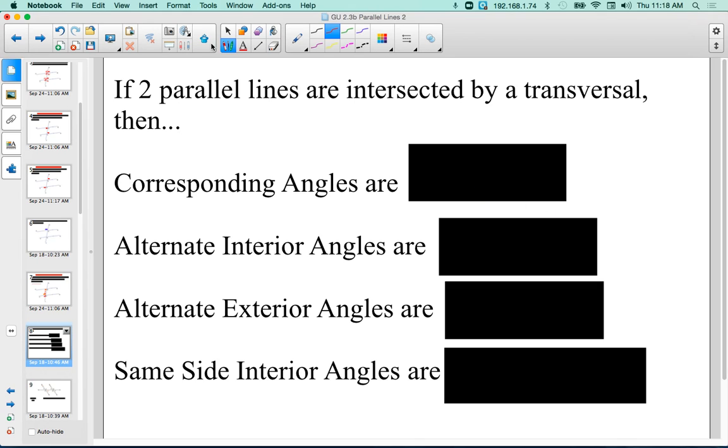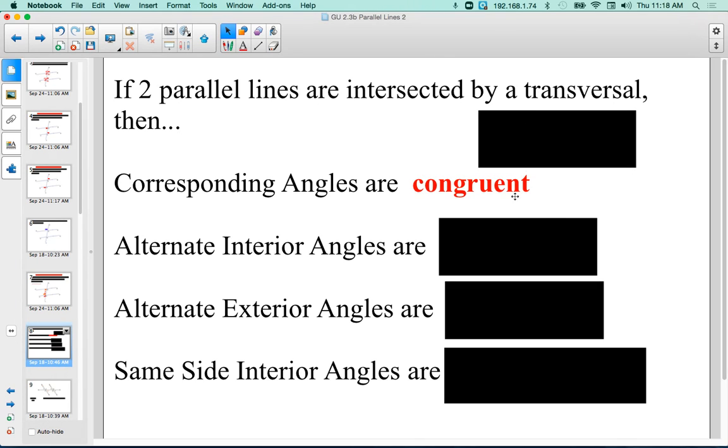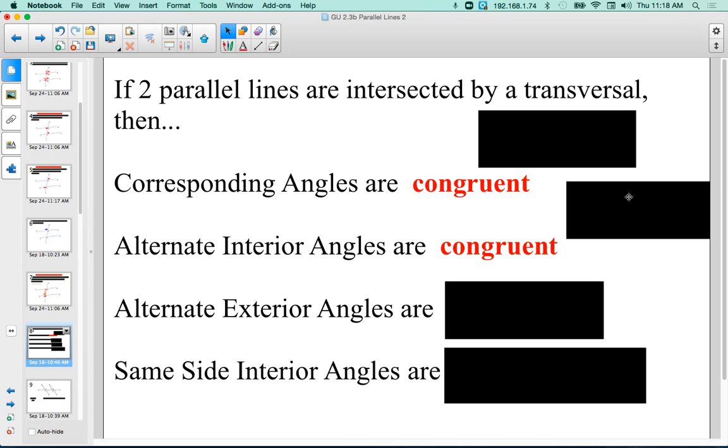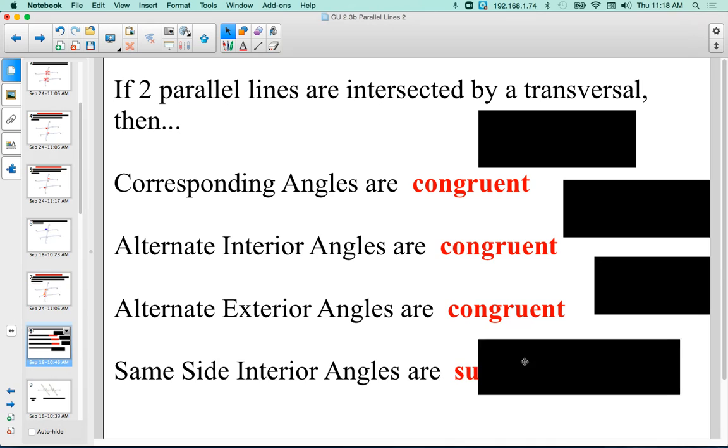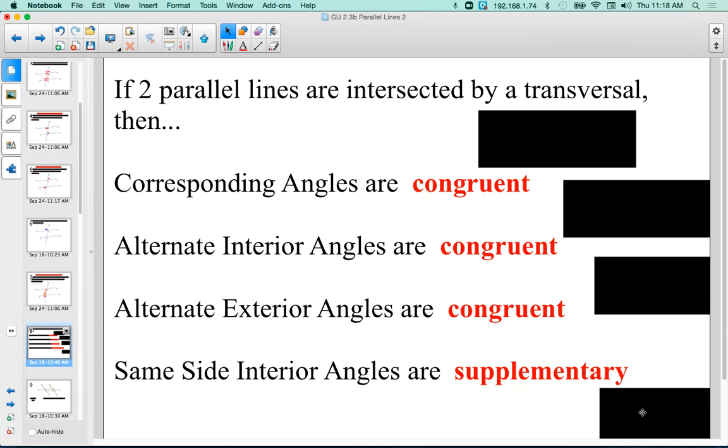Again, this just covers everything we just said. Corresponding angles are congruent. Alternate interior angles are congruent. Alternate exterior are congruent. And same side interior are supplementary.